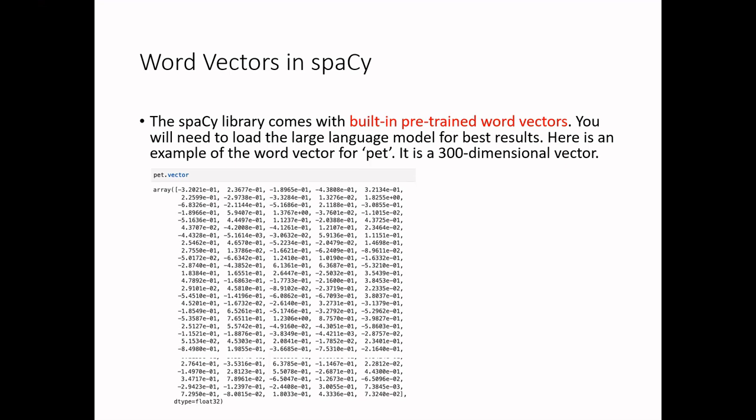So here is a representation in 300 dimensions for a word called pet. What we are doing is pet.vector. If you input that to spaCy, you're telling spaCy, give me the vector representation for the word pet. So you get these 300 numbers. This is a vector representation for the term or word pet.